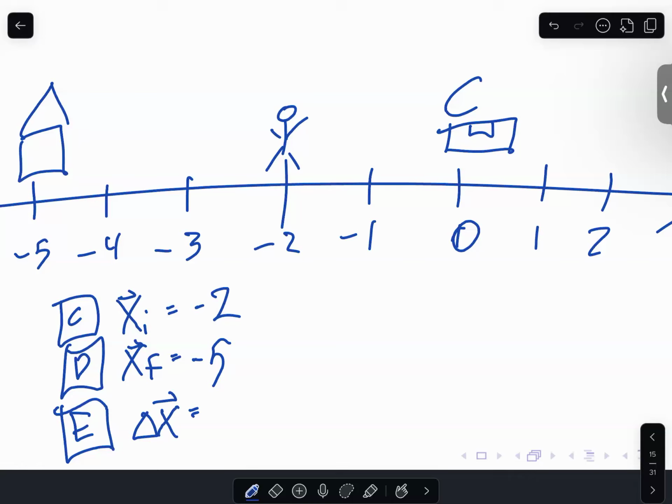Question E, what's her displacement? What is -5 minus -2? Question E, what is her displacement? Check your subtraction carefully, please.